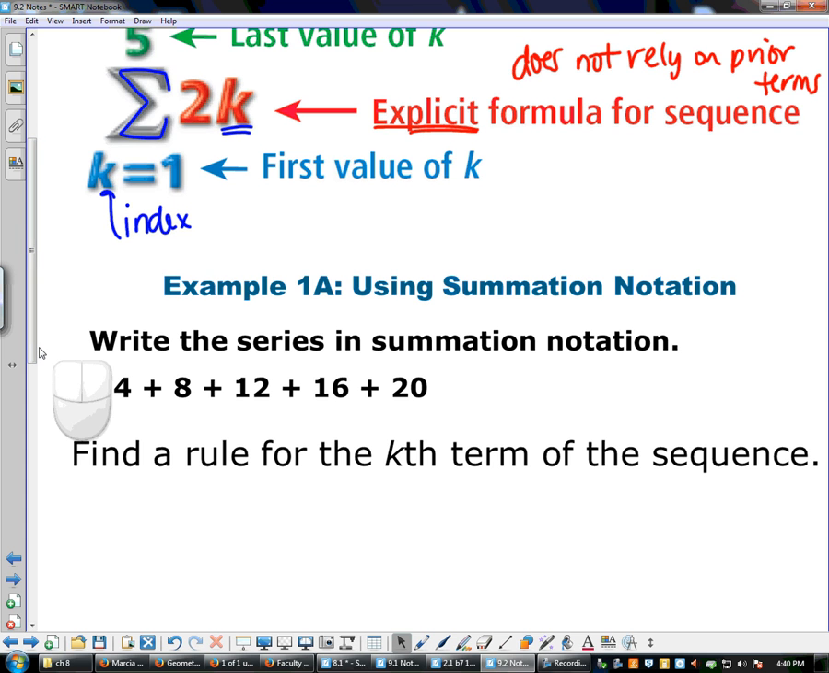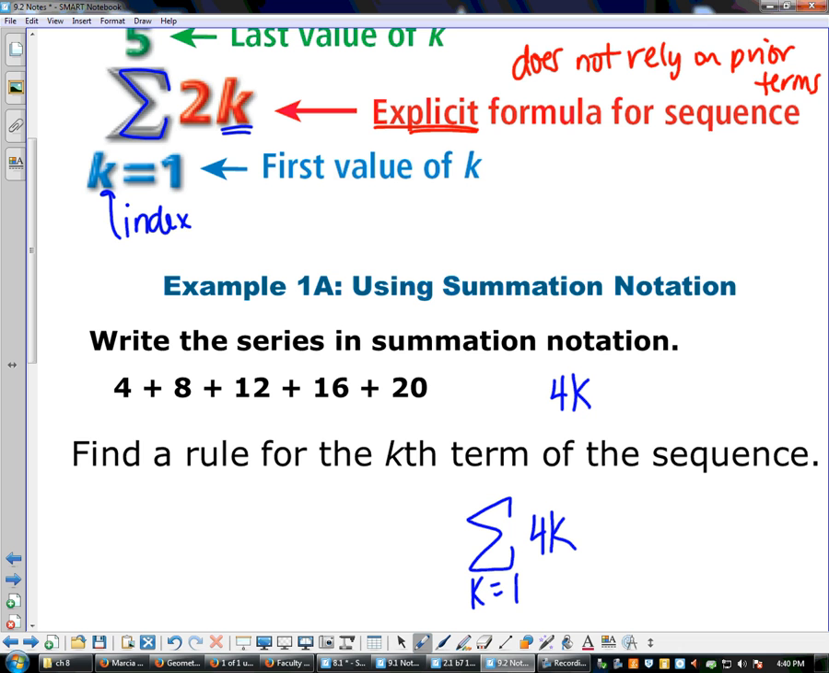Let's write the series in summation notation. We want to write the sum from k equals 1 to something, but we want to end up with 4, 8, 12. What do we notice about these? We see that these are all multiples of 4. So you could think of it as 4 times n, or in this case, we're going to use k, so it would be 4k.